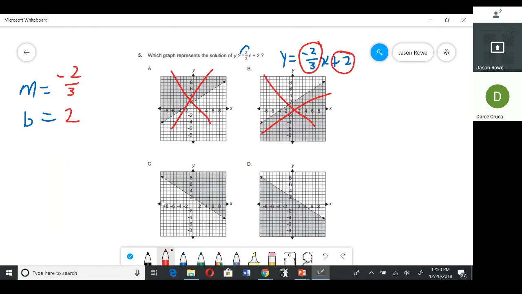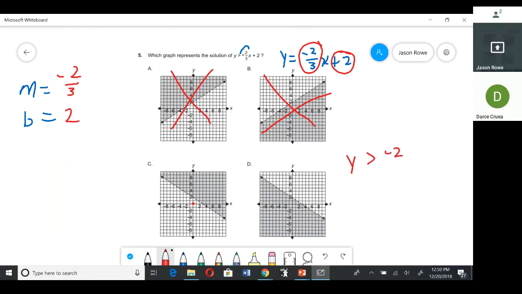So now we have to see which one is shaded correctly. So what's your tip for shading here? Well, the best way is, if the origin is not part of your line, take the origin (0, 0), plug it in, and see if it's true. If it's true, then you shade the side with the origin. And if it's not true, then you shade the other side.